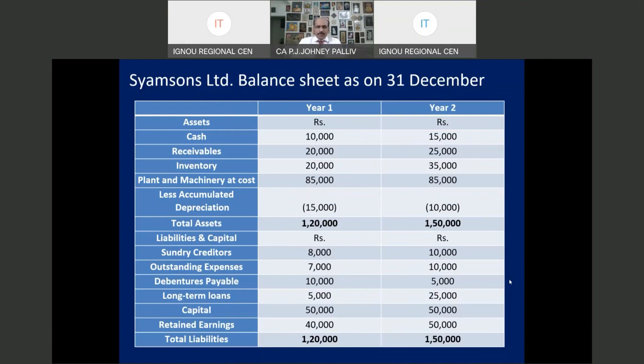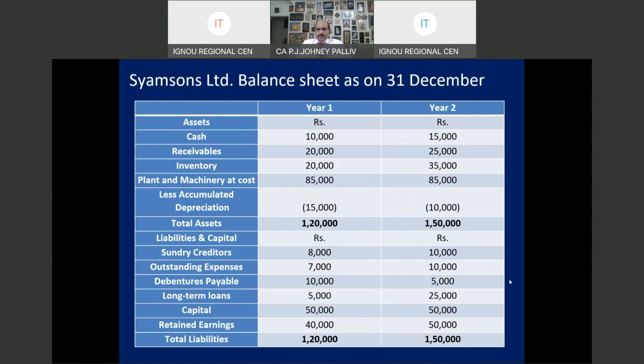Less accumulated depreciation. What do you mean by depreciation? Depreciation is nothing but the wear and tear, or we can call it the loss of value on account of the reduction in price or wear and tear. So depreciation may be on account of two reasons. One, reduction in value. Two, wear and tear.